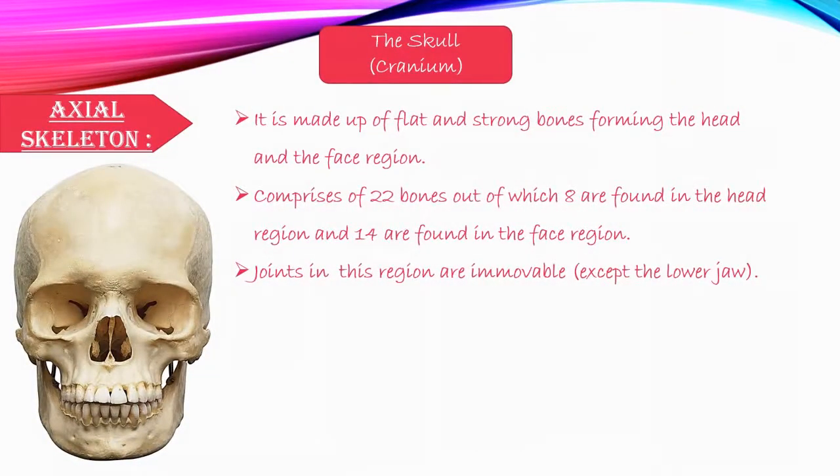Students, now let's learn about the axial skeleton, the skull. It is also called the cranium. Skull is made up of flat and strong bones forming the head and the face region. It comprises 22 bones, out of which 8 are found in the head region and 14 are found in the face region. And joints in this region are immovable, except the lower jaw. Now what is the function of the skull? The main function of the skull is to protect the brain.